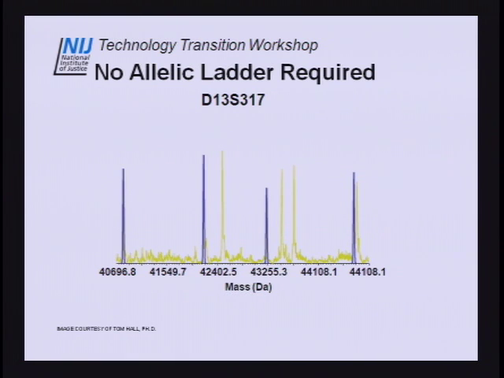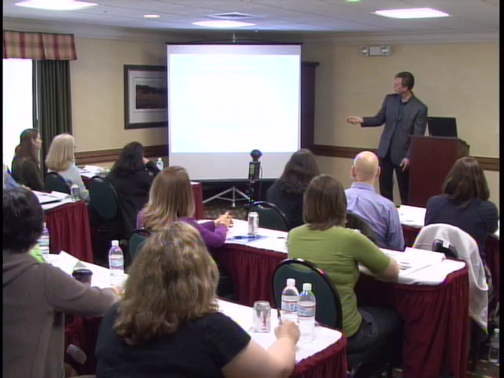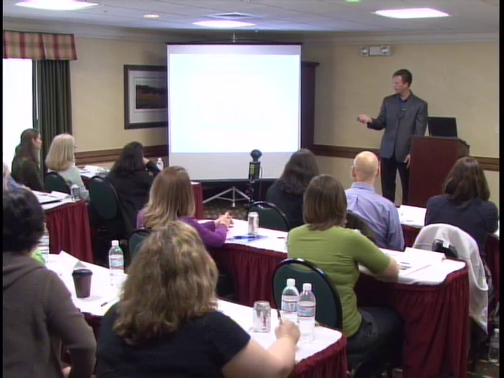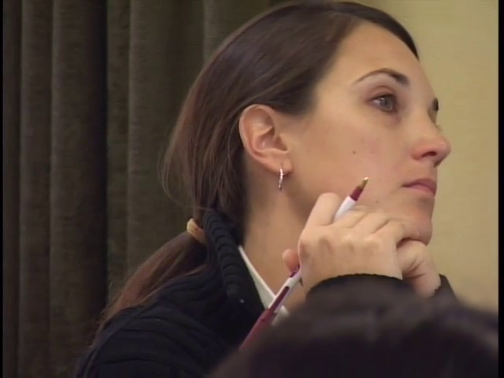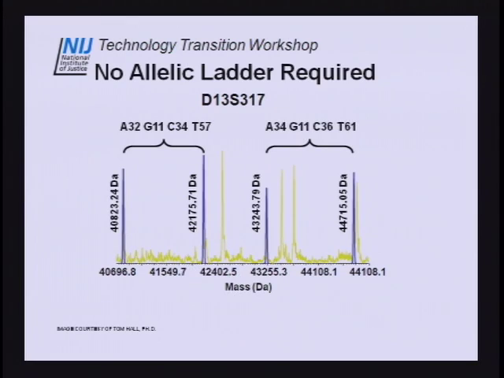From that, though, we can take each of those, we get their mass. This is just one locus. There's another, you can see that this part of the spectrum, this is a multiplex assay. There's another locus in there, I haven't labeled it yet. This one's D13, that's colored blue. These 2 strands make up a composition, A32, G11, C34, T57. This is another one that's just longer.